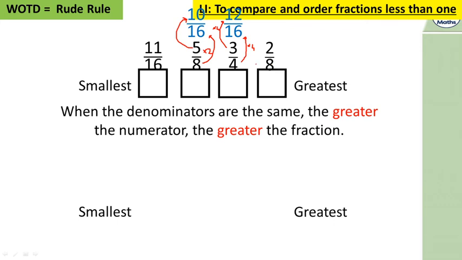What do you multiply 8 by? Oh, we've already done that. We know it's times 2. Whatever you do to the bottom, you do to the top. 8 times 2 is 16. 2 times 2 is 4. So now we can really easily compare them.